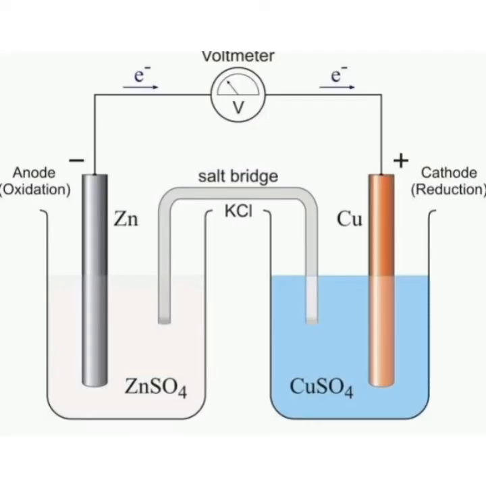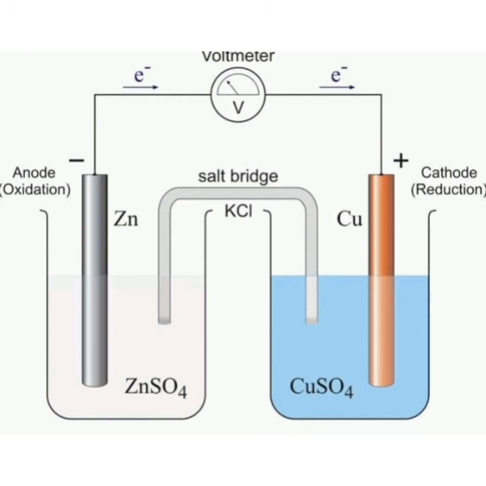Today we are discussing the topic of electrochemistry. What is electrochemistry, or what is an electrochemical cell? A device that converts chemical energy to electrical energy is known as an electrochemical cell or galvanic cell. What is the example? Yes, the Daniel cell is the example.